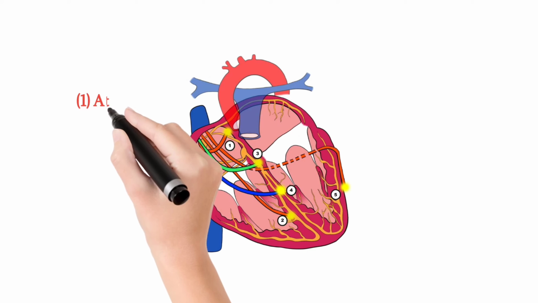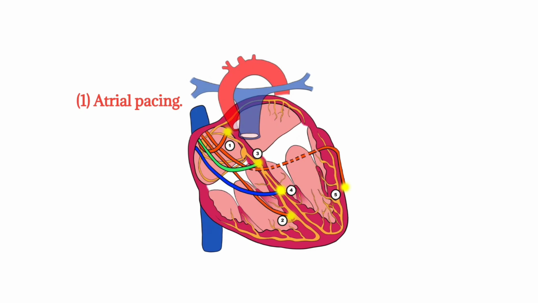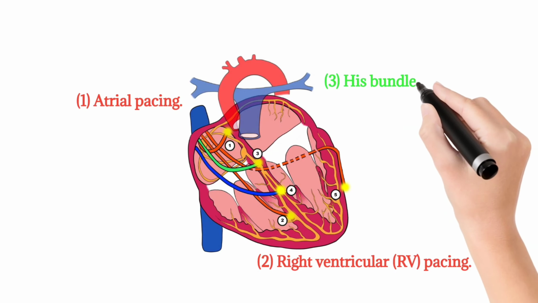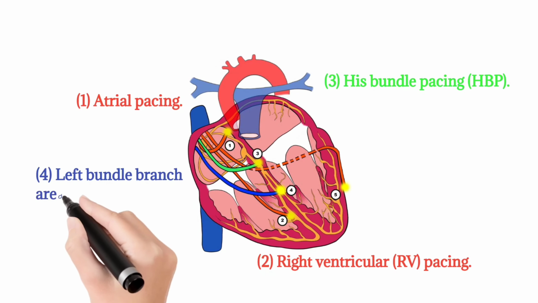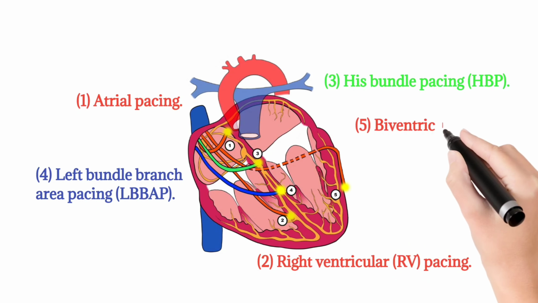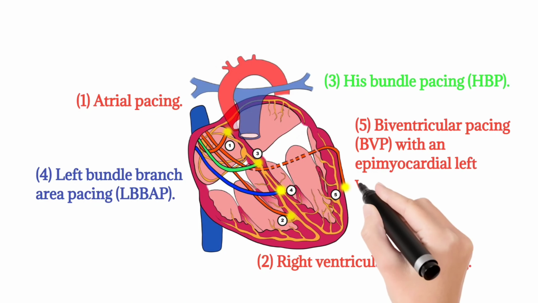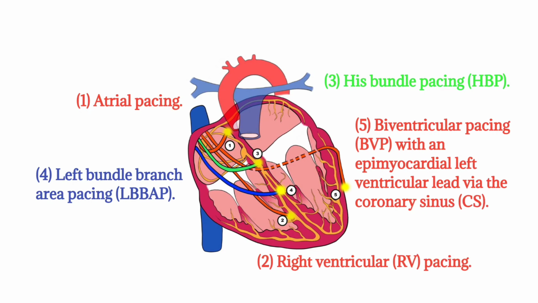First one shows atrial pacing, second one shows right ventricular pacing, which we are discussing here in this video. Third one shows bundle of His pacing. Fourth one shows left bundle branch area pacing. Fifth one shows biventricular pacing with an epimyocardial left ventricular lead via the coronary sinus.